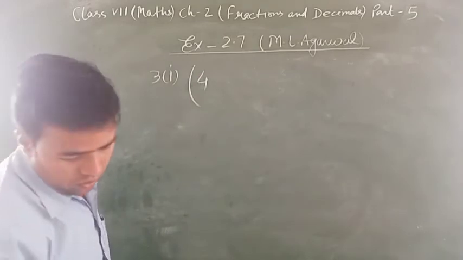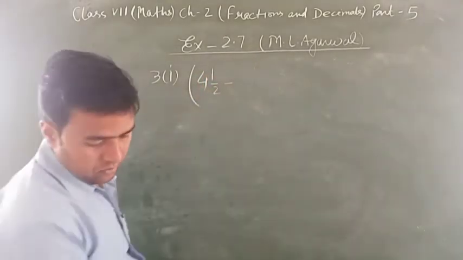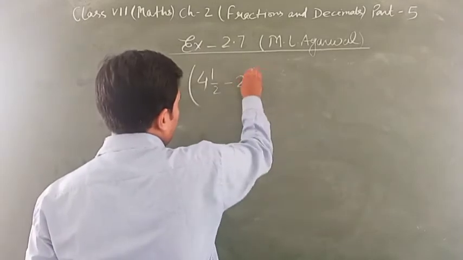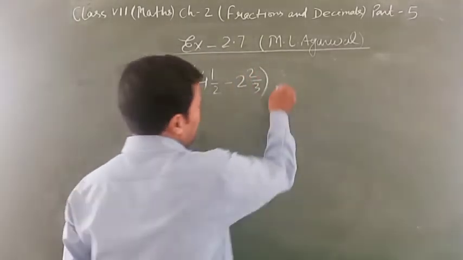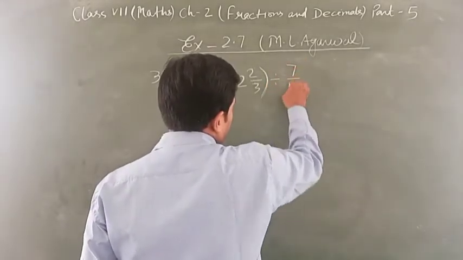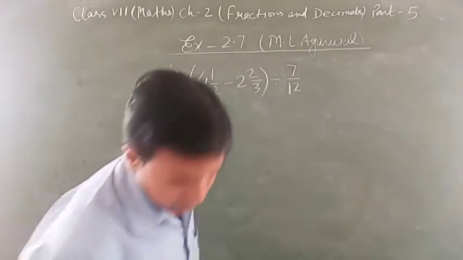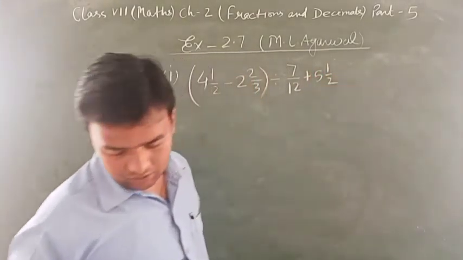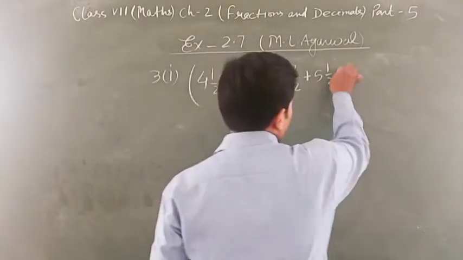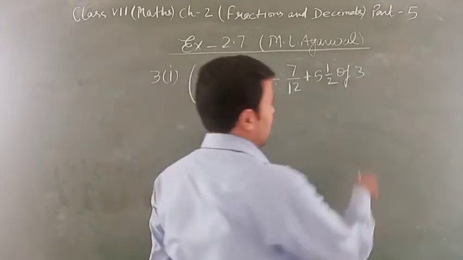4 whole 1 by 2 minus 2 whole 2 by 3 divide by 7 by 12 plus 5 whole 1 by 2 of 3 whole 5 by 2.